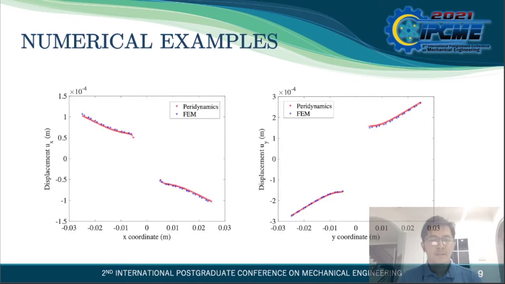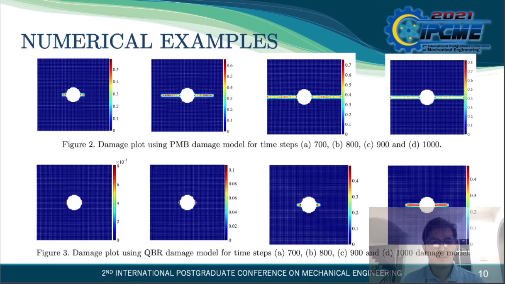The figure shows the variation of horizontal displacement on the left side and vertical displacement on the right side along the central axis at the end of 1000 time steps when failure is not allowed. In this figure, it shows a very good agreement with the result from FEM analysis. Now this slide shows the damage plot of the specimen between the PMB damage model and the QBR damage model when failure is allowed to happen at time steps of 700, 800, 900 and 1000.